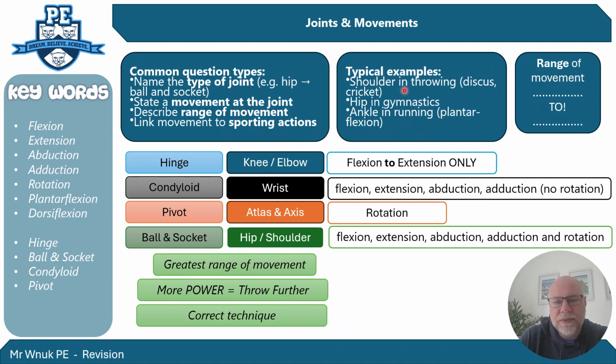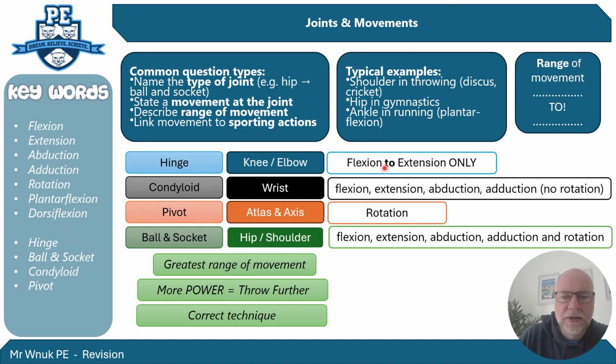So if it's saying range of movement, now the first important thing to remember is the range of movement is from one to the other. So if we were, for example, talking about flexion to extension, that's the range of movement, not just flexion, and it's not just extension, it's flexion to extension, or abduction to adduction. Rotation is one movement, so you don't need to worry about what it's going to.